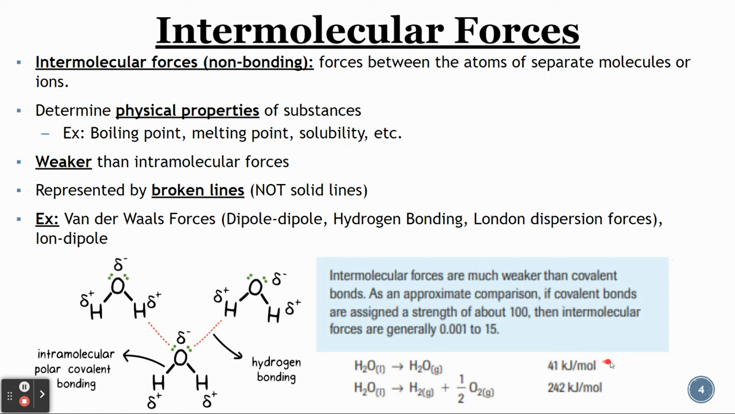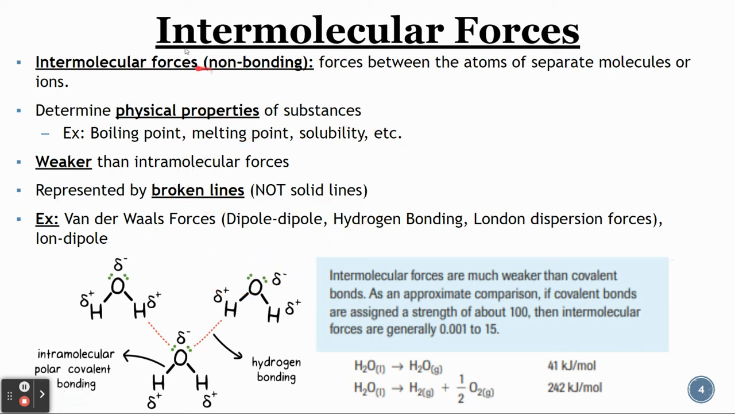Intermolecular bonds are pretty weak. Their strength is in numbers, so the more there are, the stronger they are, but they're still very weak compared to the intramolecular. And so once again, it's important to understand that the intermolecular forces will determine the physical properties like boiling point, melting point, and solubility. They are weaker than the intramolecular forces, as I mentioned, and because of that, we represent them with broken lines as opposed to solid lines.